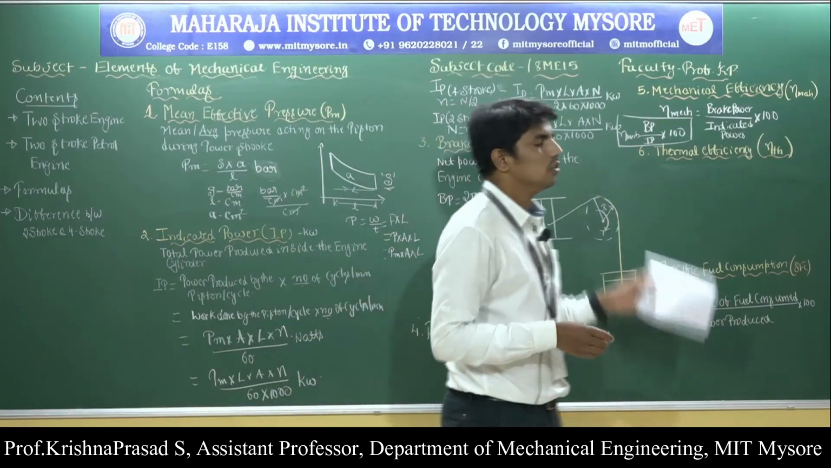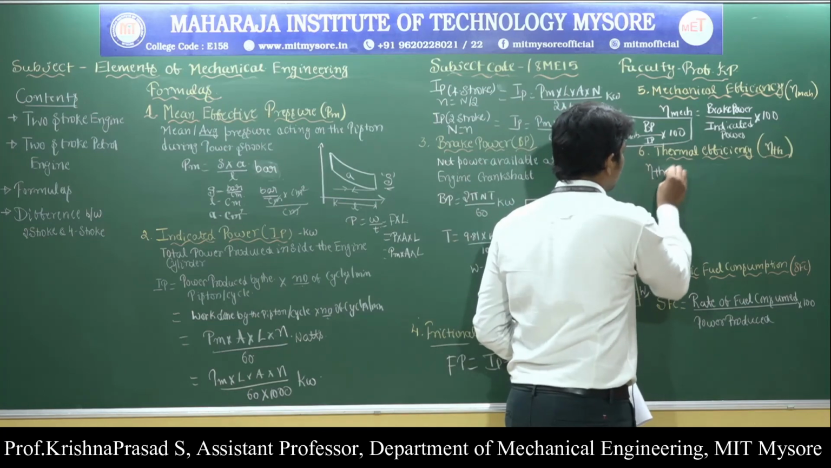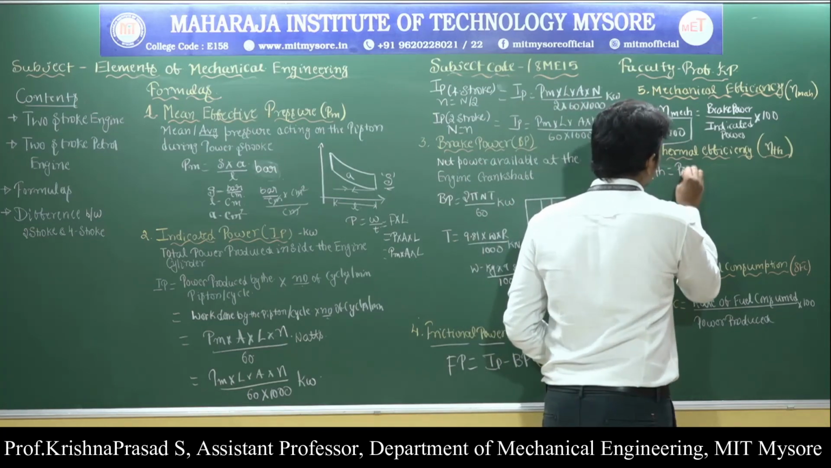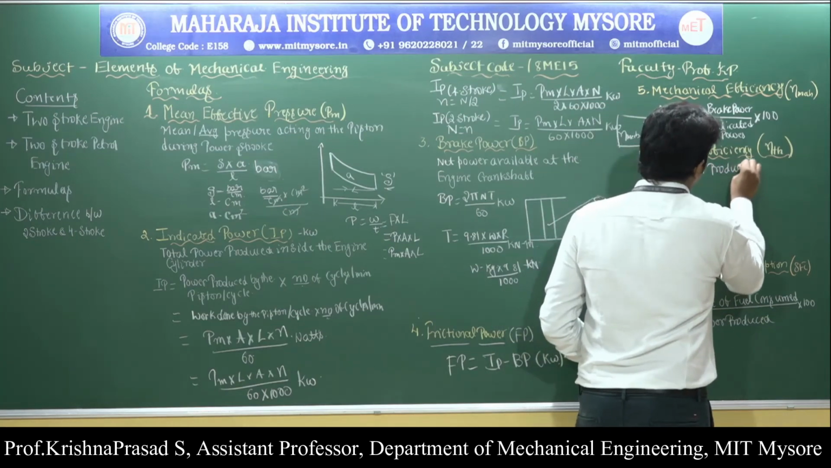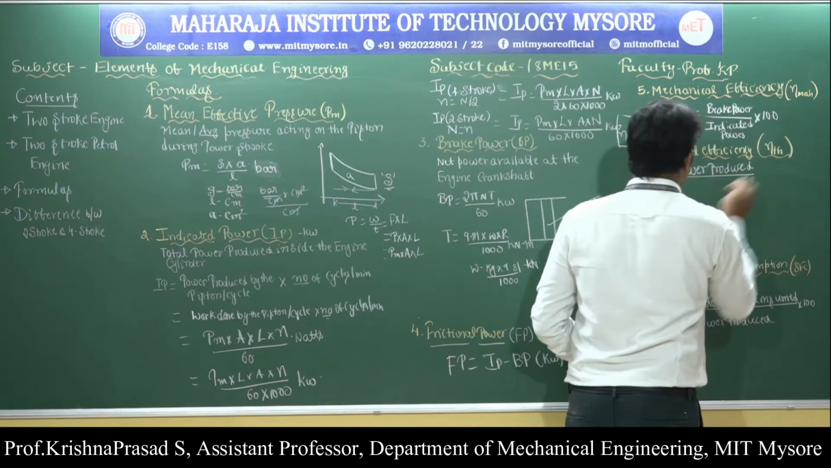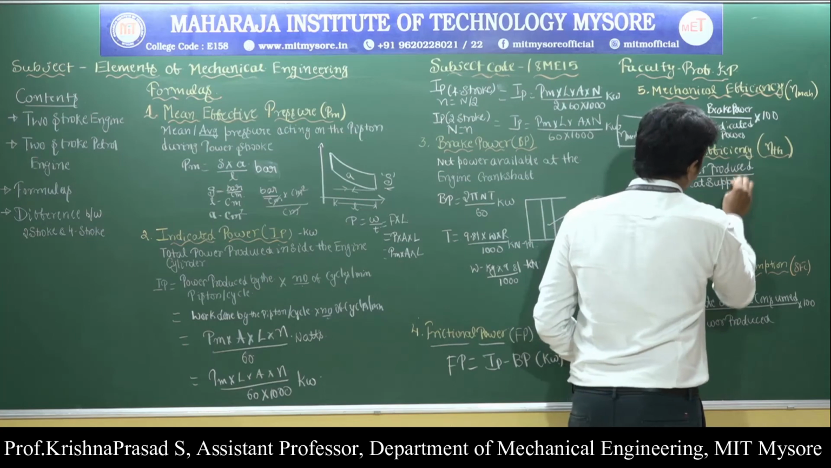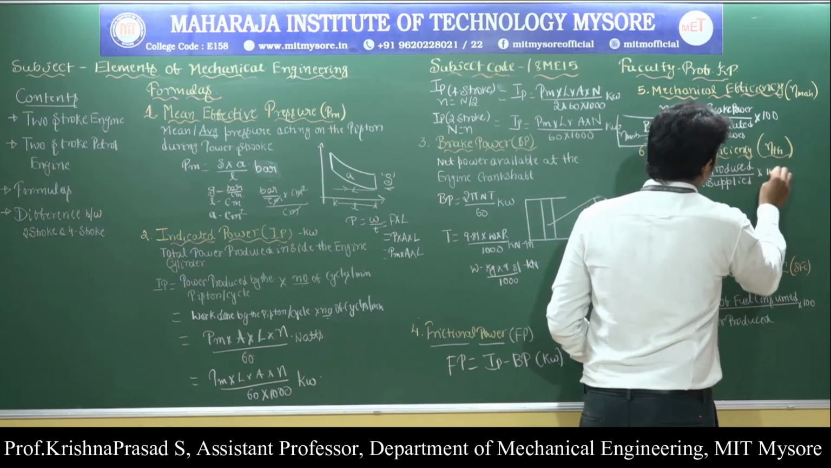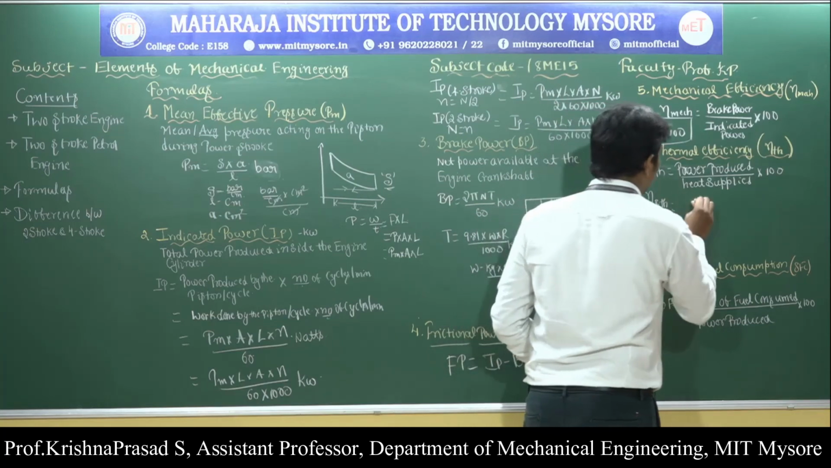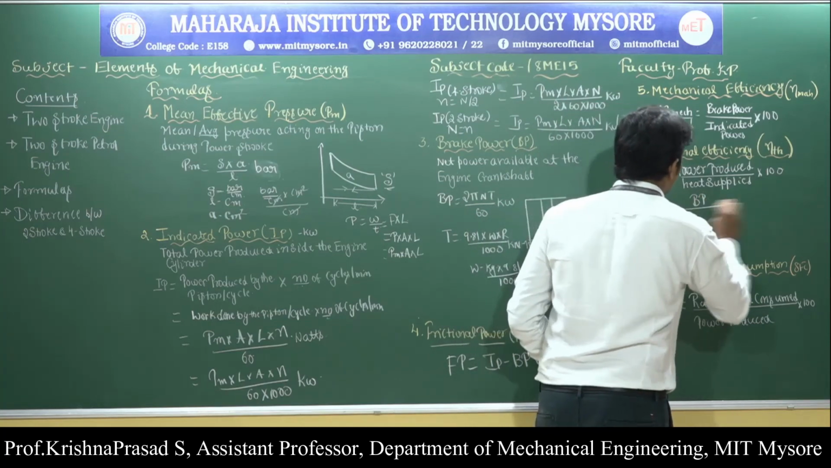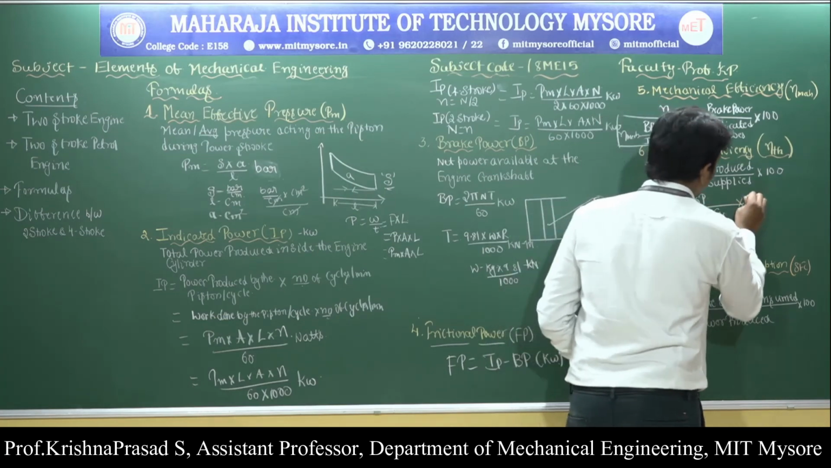The next is thermal efficiency, and the thermal efficiency is nothing but power produced divided by heat supplied into 100. For example, if you are considering the brake power, then power produced is nothing but BP and heat supplied is MF into CV, into 100.